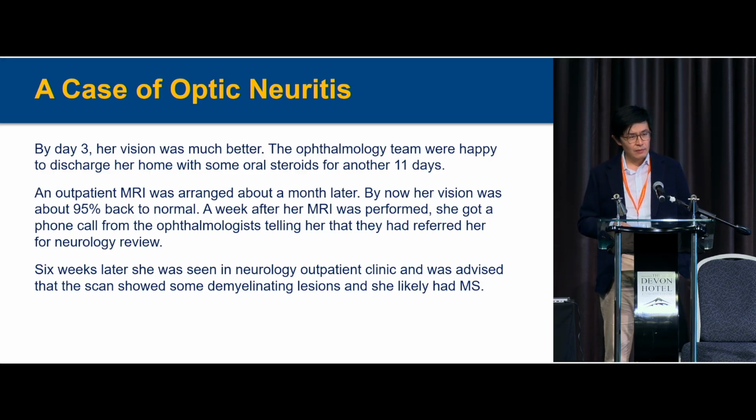So the reason why I bring up this case is this is quite a common presentation, and I'm sure some of you in the audience may have experienced this yourself. And the reason why we often end up seeing patients in the neurology clinic after optic neuritis is that optic neuritis is a very common cause of first presentation of MS, but also in the historical days when we didn't have access to excellent disease-modifying therapies, 70% of people with MS would experience an attack of optic neuritis at some point in their disease journey.